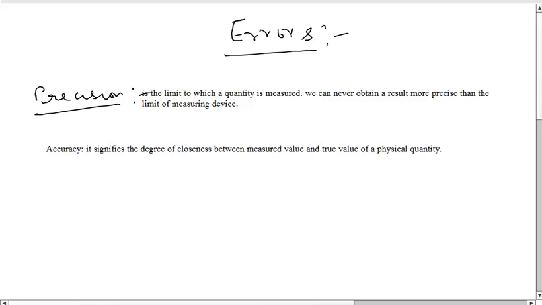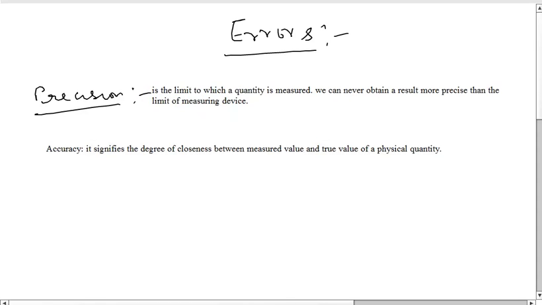Now let us see what is precision. We are saying that precision is the limit to which a quantity can be measured, right? We can never obtain a result more precise than the limit of the measuring units. For example, we are measuring a quantity. Let us say you need to measure this length. Obviously, you are going to use a scale. Now we have seen our 15 centimeter scale.